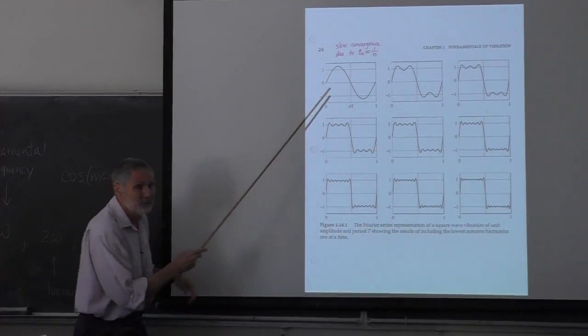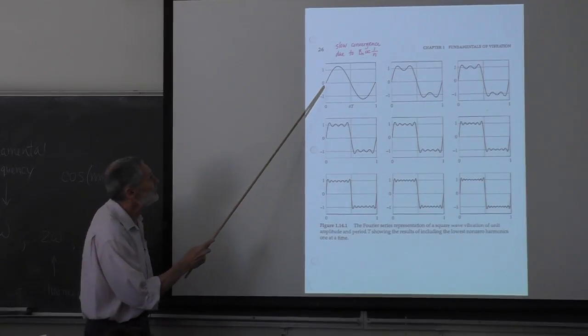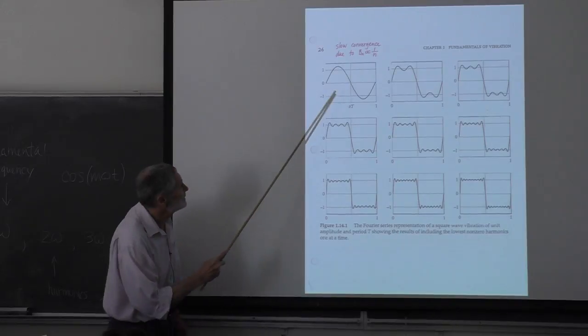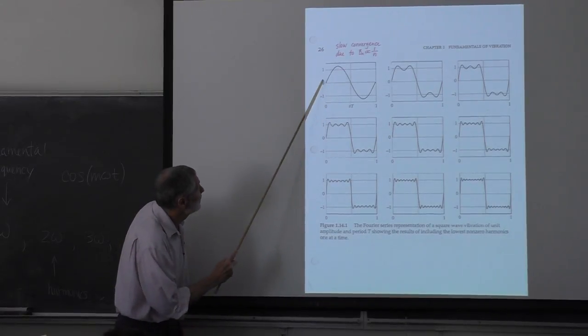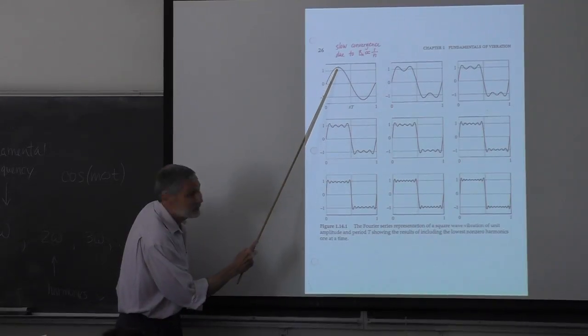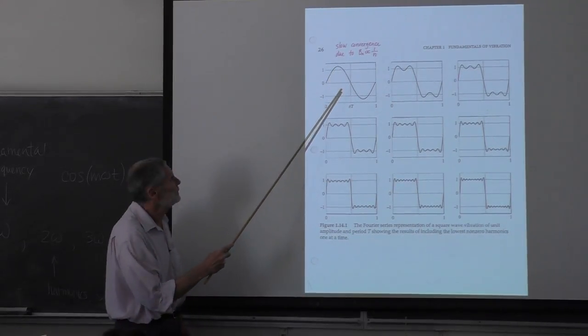Here's the fundamental Fourier component, the sine. You notice how it has a bigger amplitude than 1, right? Which makes sense, because this is a crude approximation to this. So we want to make up for over here, we want to make that go bigger. It's not surprising it's doing that.